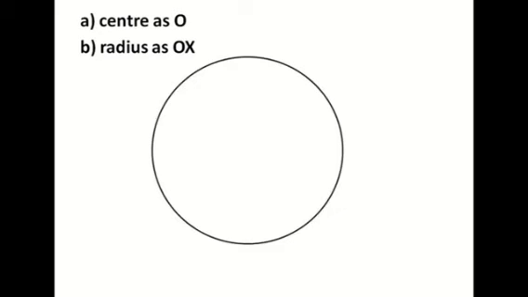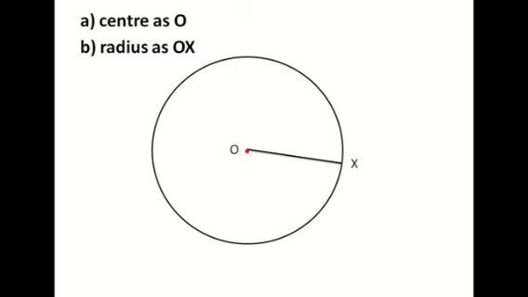Now mark your center. You can see here I have marked one red dot. Now join the radius. Name center as O. And the other end you can name it as X. So OX is your radius. Have you done this much?